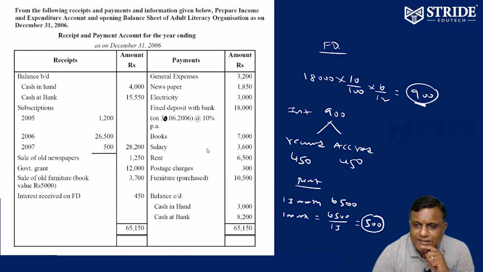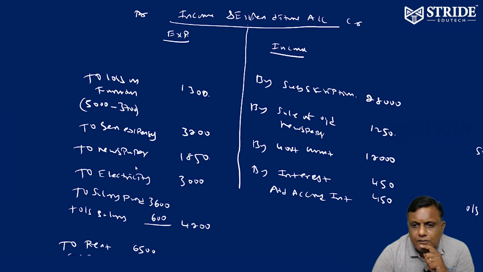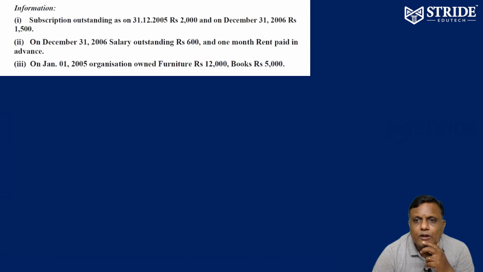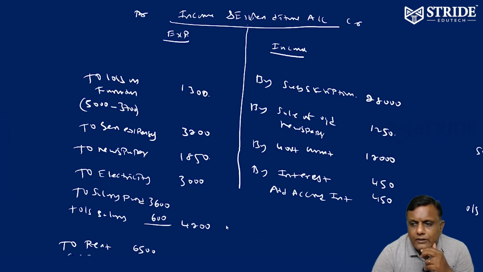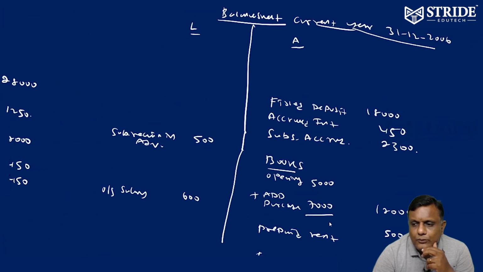Books, yes, opening plus adjusted. Opening posted, I think. Salary adjusted. Rent adjusted. Rent prepaid also adjusted. Postage charges posted. Furniture adjusted. Closing cash posted, I think. Here also subscriptions are over. So 2,000 and 1,500 adjusted already. Salary outstanding, prepaid, everything is adjusted now. Books also adjusted. Now I think everything has been posted.